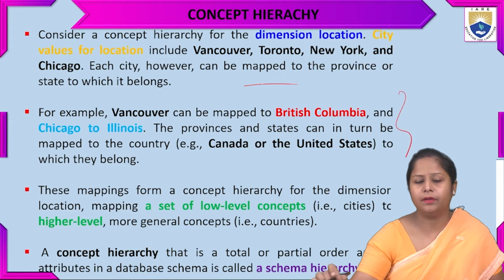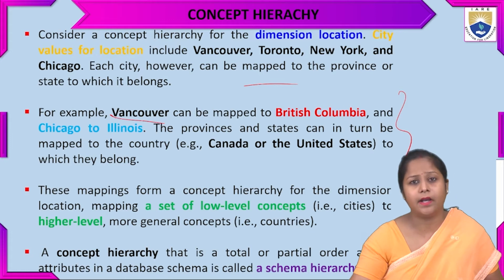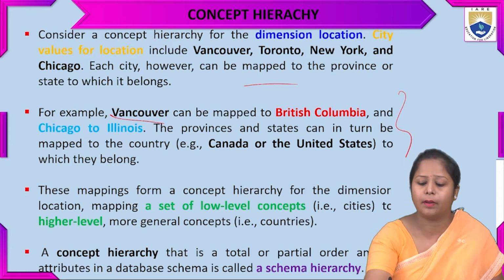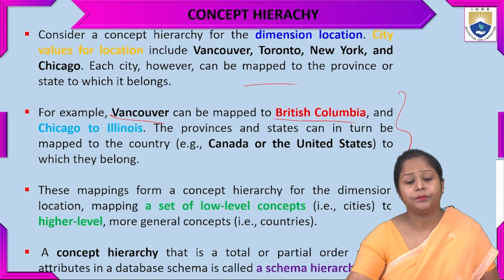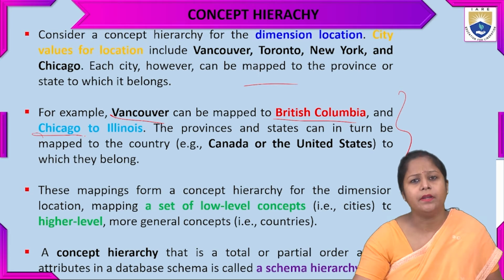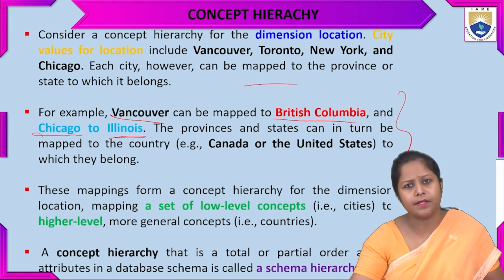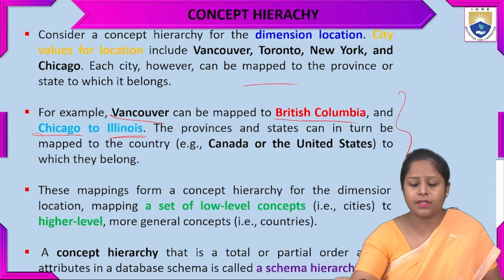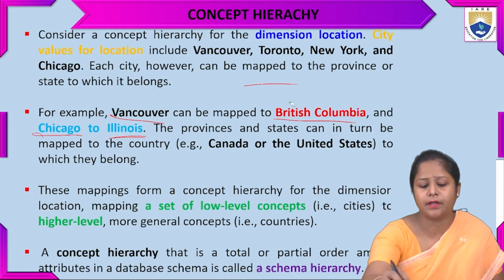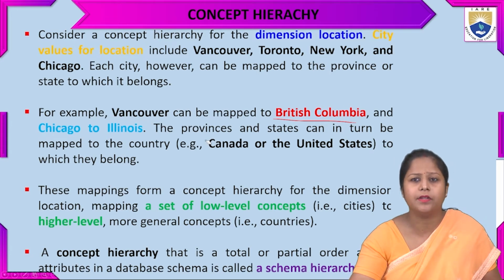So for the same example, if we take the Vancouver city, that can be mapped to the British Columbia state, right? And if we take the Chicago city, it will be mapped with Illinois, right? Illinois state or province. So these provinces and states can in turn be mapped to the country, right?